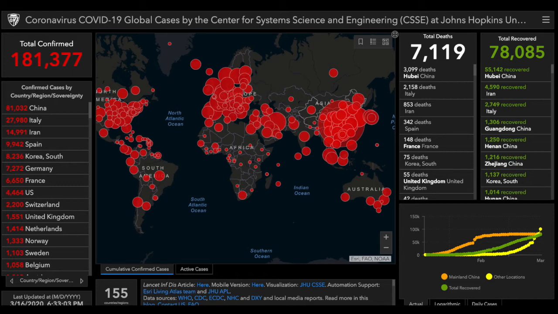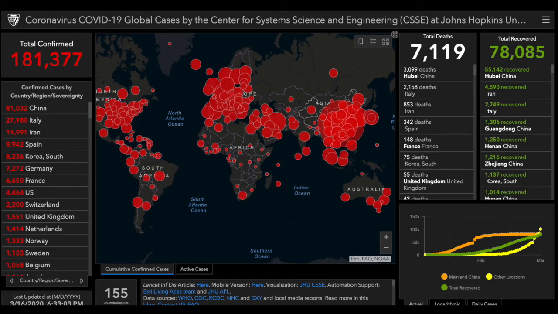The UK still, as far as I know, has not shut down schools or anything. And there's been this notion in the UK that somehow herd immunity will be the thing to solve this virus. Again, that is just, do not take that advice.